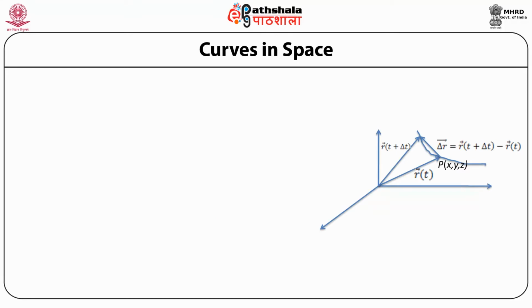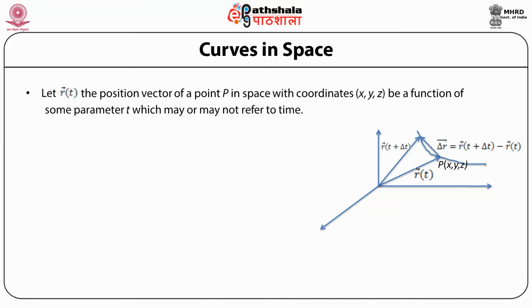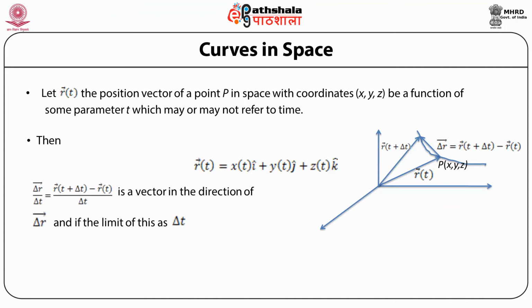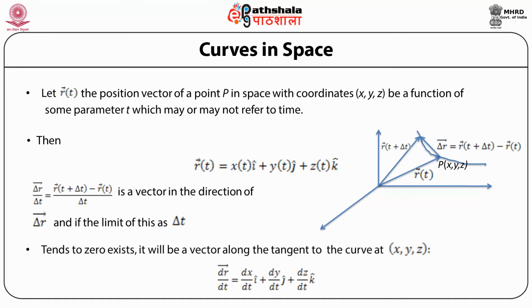Curves in space. The simplest way to define a curve in space is through parametric representation. Let r(t), the position vector of a point P in space with coordinates x, y and z, be a function of some parameter t, which may or may not refer to time. Then r(t) equals x(t) i cap plus y(t) j cap plus z(t) k cap. Delta r over delta t, equal to r(t plus delta t) minus r(t) whole divided by delta t, is a vector in the direction of delta r, and if the limit of this as delta t tends to 0 exists, it will be a vector along the tangent to the curve at (x, y, z).